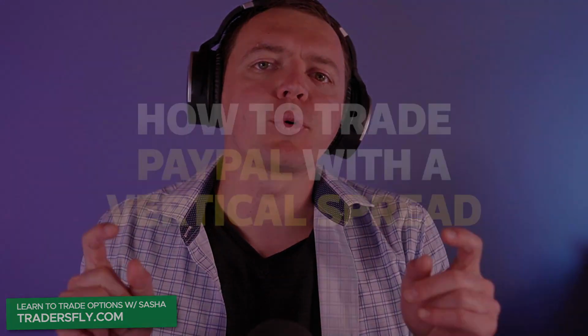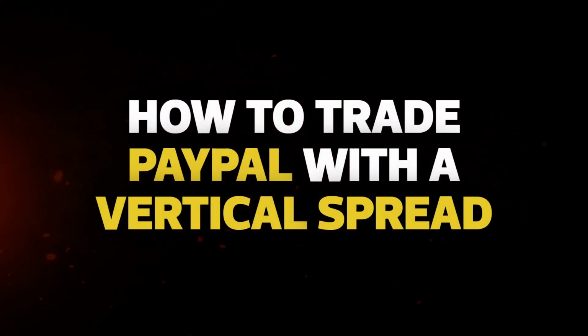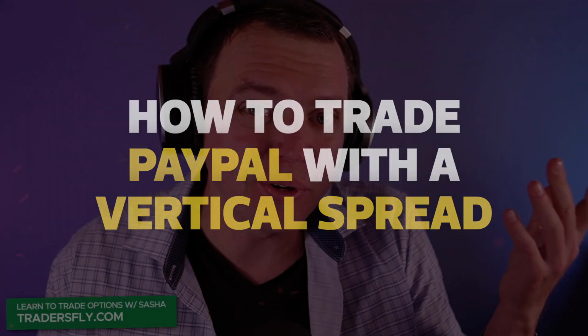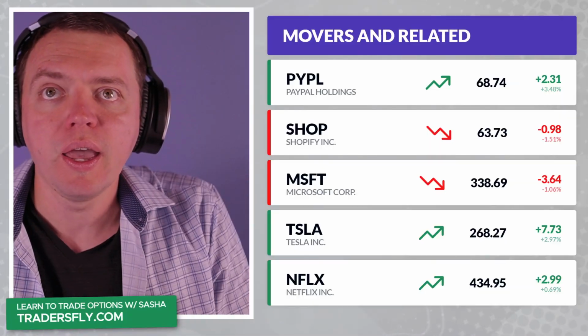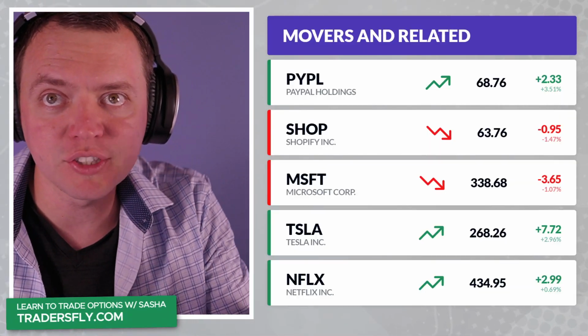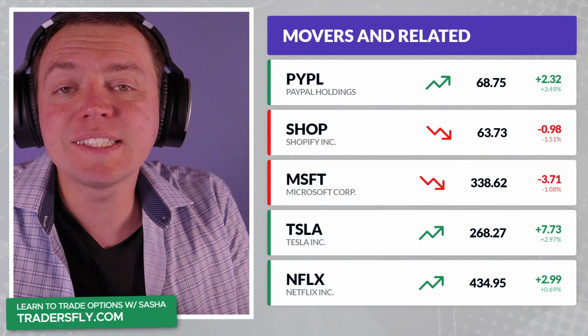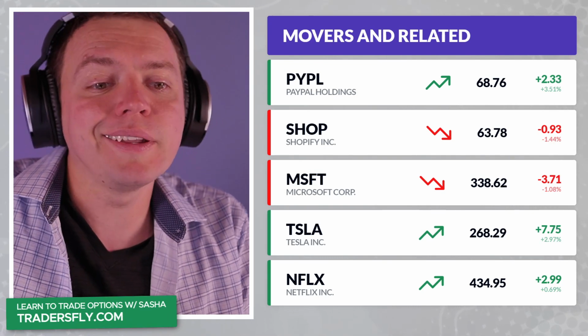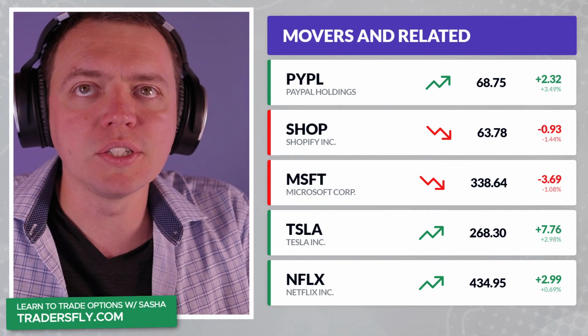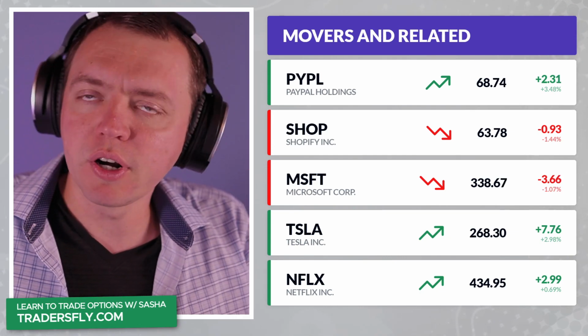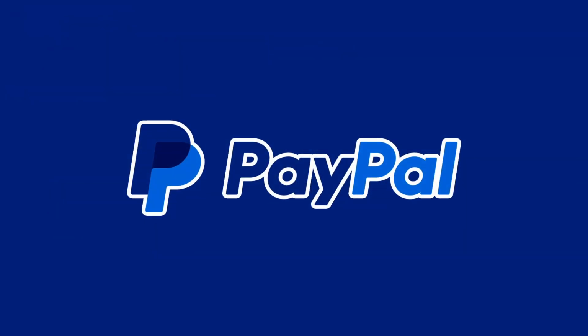What we're going to do is take a look at how to trade PayPal with a vertical spread. This stock's been going down quite a while and it hasn't been doing so well. So if we take a look at what's going on here: PayPal, Shopify, Microsoft, Tesla, and Netflix. Now it's actually starting to do okay, but in the past, it just hasn't been doing so well. So right now, movers, shakers, doing all right. We're going to take a look at PayPal and see how things are progressing.